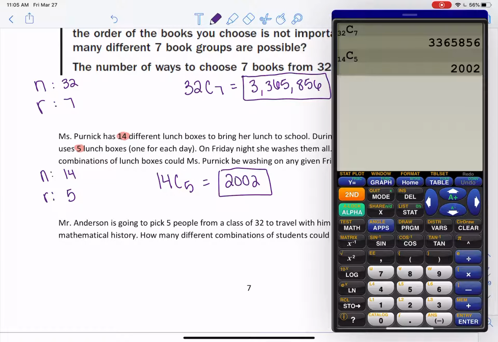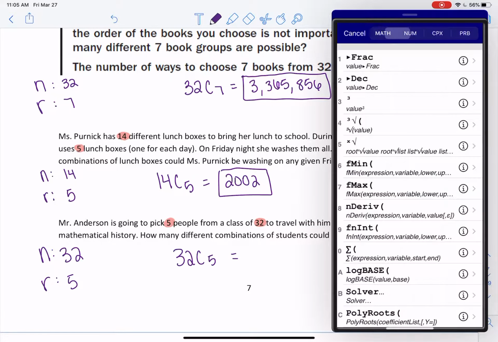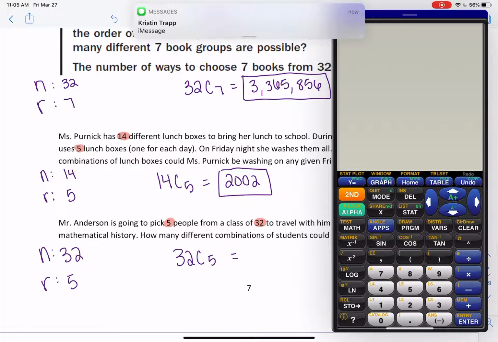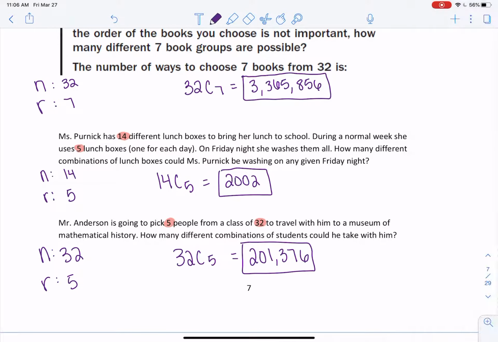Okay, and then last one on this page, Mr. Anderson is going to pick 5 people from a class of 32 to travel with him to a museum of mathematical history. How many different combinations of students could he take with him? So there's 32 students, and he's going to choose 5. So 32 choose 5. Order does not matter. So there would be 201,376.